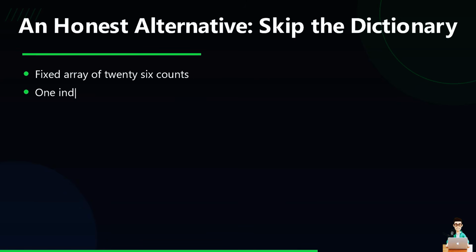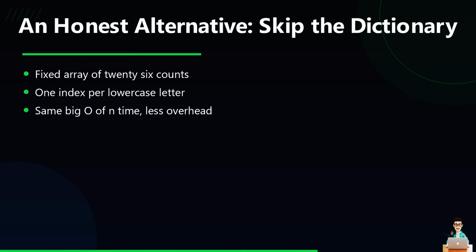Since the string is only lowercase letters, you could swap the dictionary for a plain list of 26 counts, 1 slot per letter. It's the same big O of n time, but array indexing is a bit cheaper than dictionary lookups. Honestly, I think this is underrated. Most people reach for a dictionary out of habit, even when the alphabet is small and fixed.